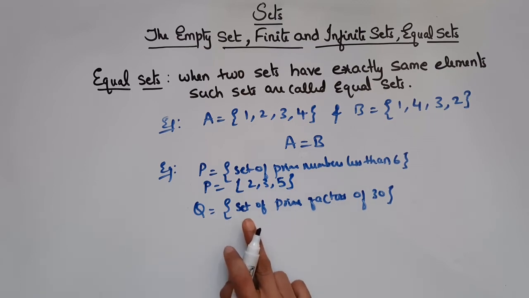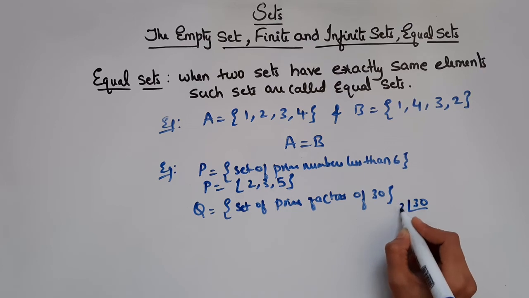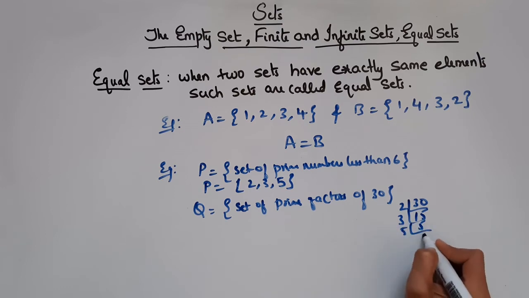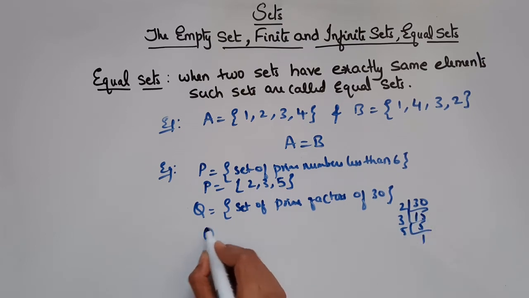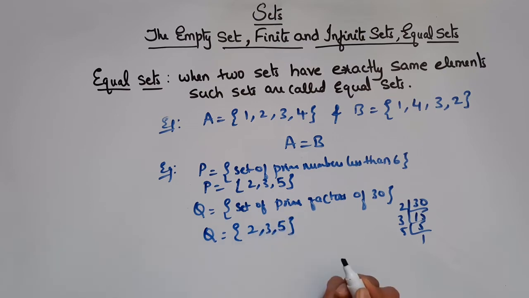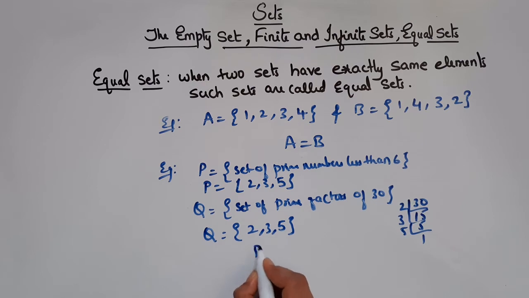And in this case we have the set of prime factors of 30. We know how to find prime factors. So start with 2, 2 1s are 2, 2 5s are 10. So here 3, 3 5s are 15. So 5 1s are 5. So here also we have elements 2, 3, 5. So therefore we can say these two sets are equal. So therefore set P is equal to set Q.